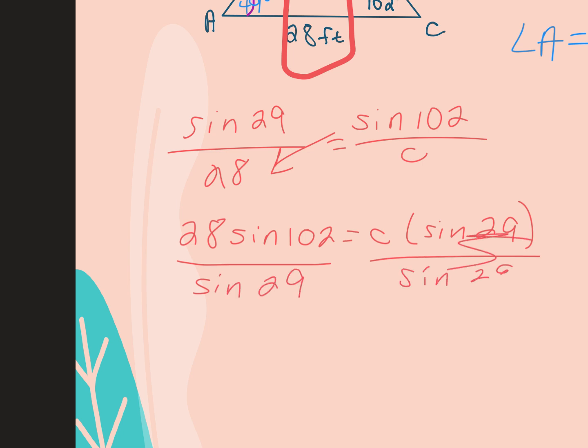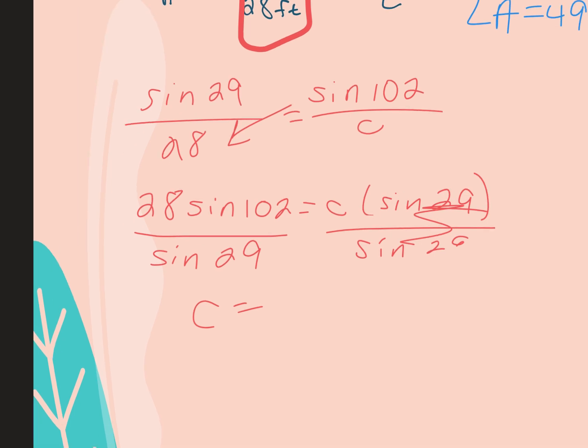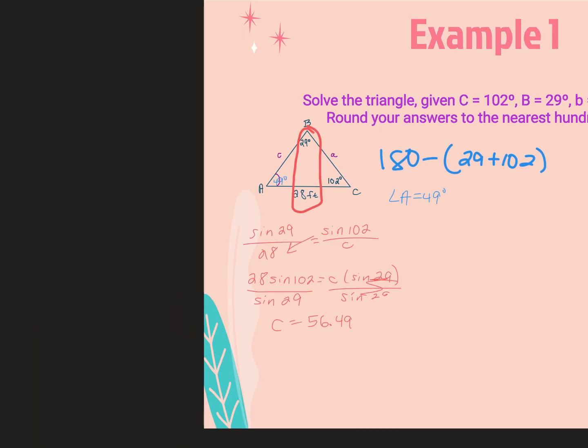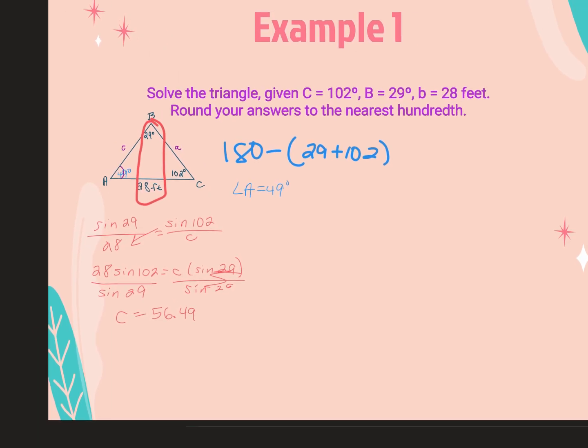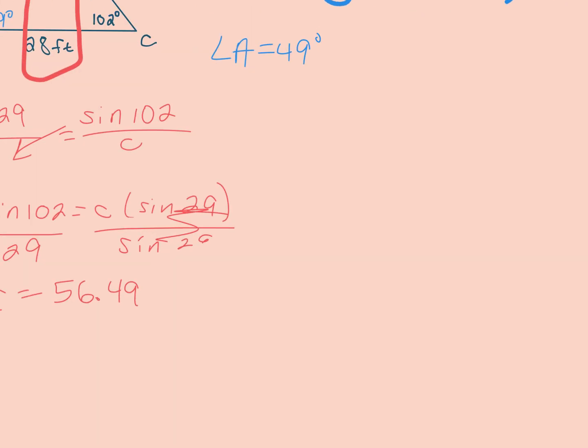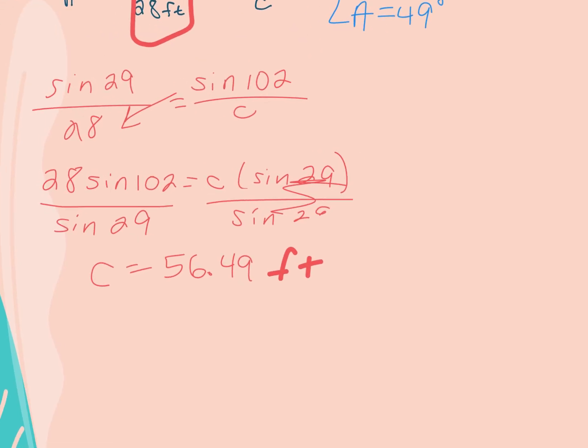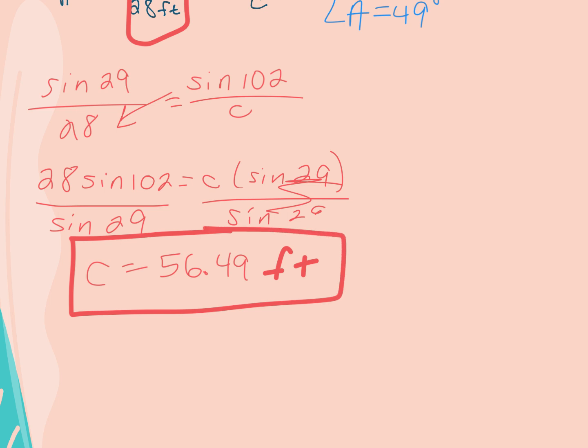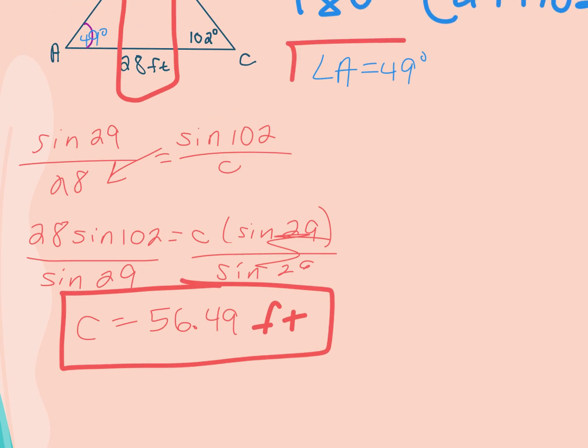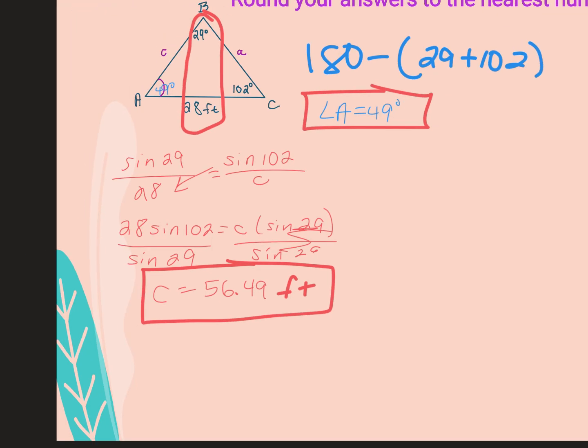So now you just put that in your calculator. You hit 28 times the sine of 102 divided by sine of 29. And what do you guys get? Perfect. 56.49. It says round to the nearest hundredth, right? And what's the measurement we're talking about? Feet. Okay, so feet. So there's side C. We found angle A, that piece that was missing. We found side C. Now what's the other piece that's missing?